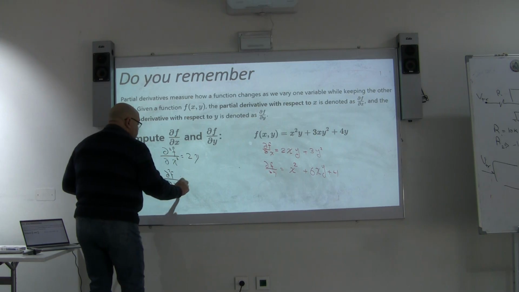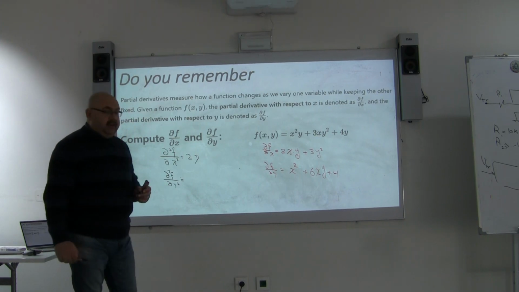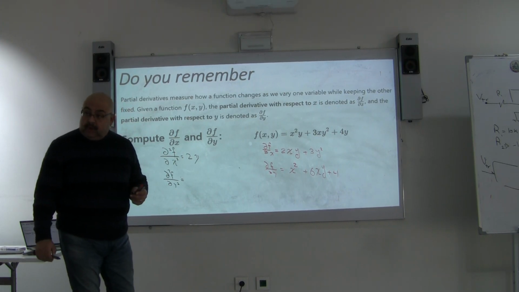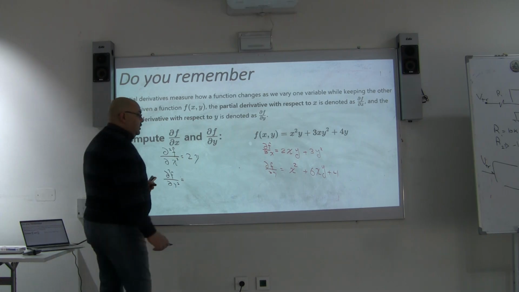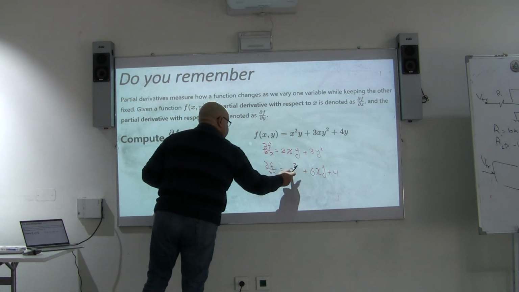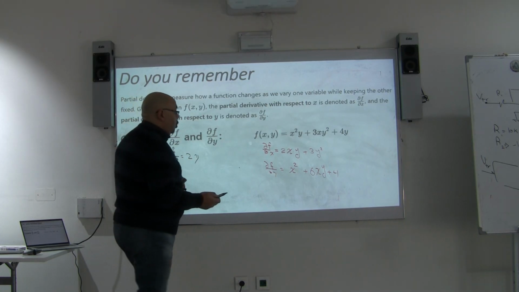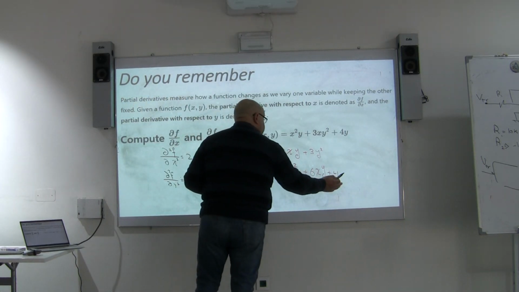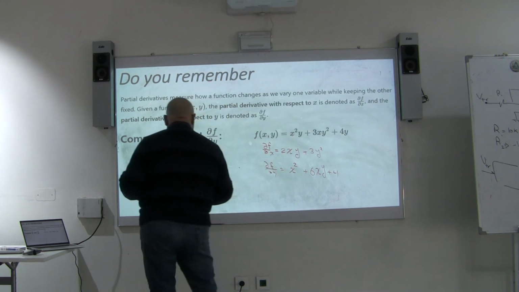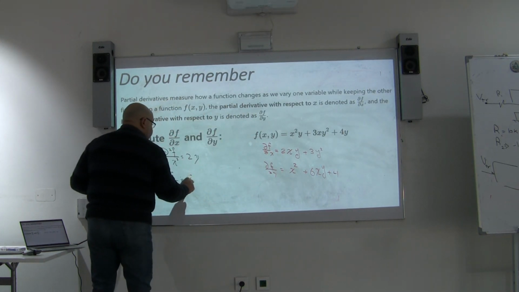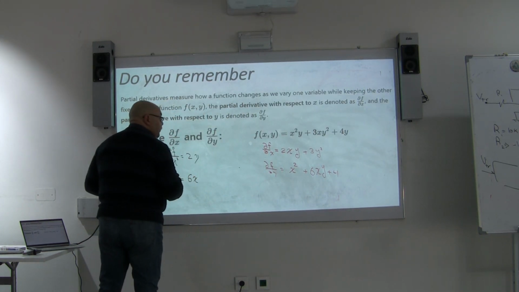And also I can get very easily partial 2f partial y squared, which means I will differentiate 2 times with respect to y. So if we try to do this, you will end up having 0, because this term doesn't contain any y. And also for the last part, it's going to be 0. For 6xy, the derivative will be simply 6x.